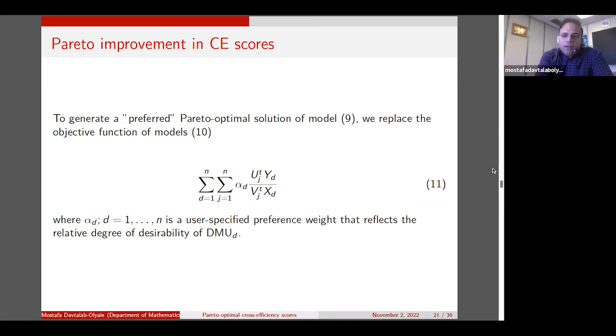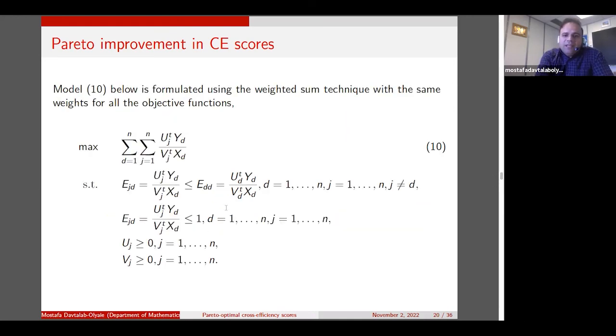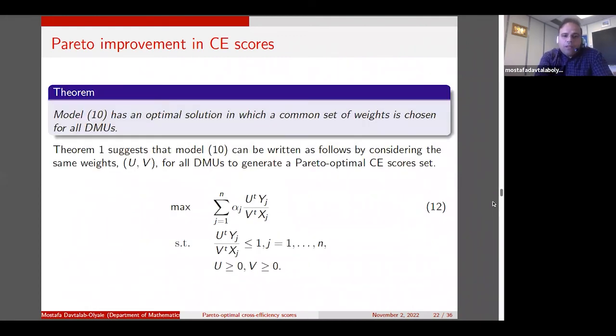But solving model 10 is computationally expensive because the first constraint is nonlinear. So to circumvent the nonlinearity of model 10, we first provide this theorem, and then by using this theorem, we get a simple and linear model to generate a set of cross efficiency scores.